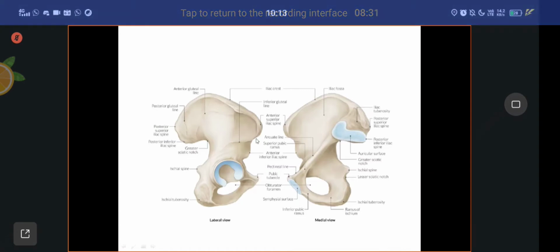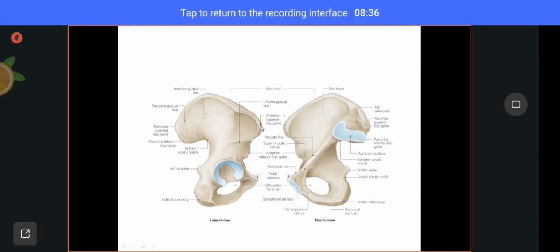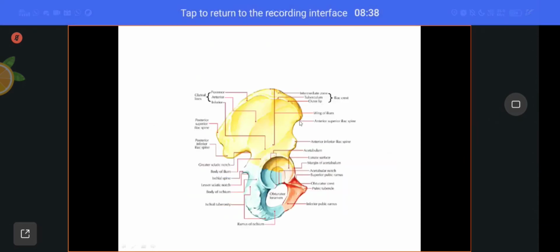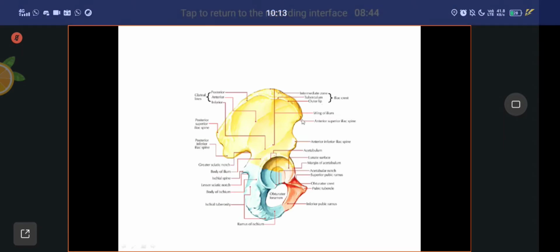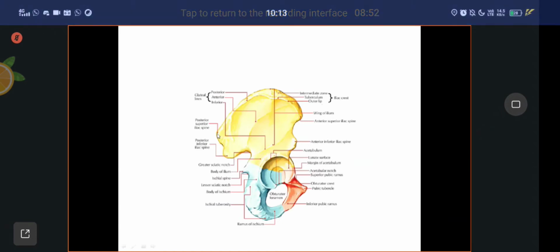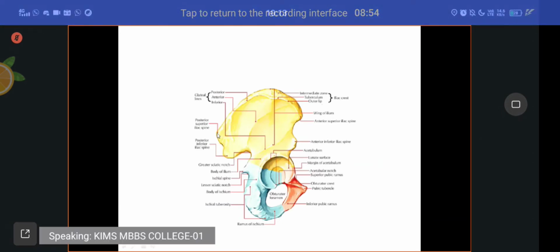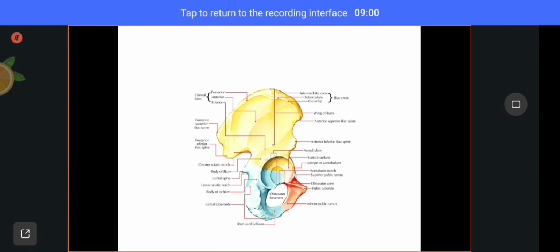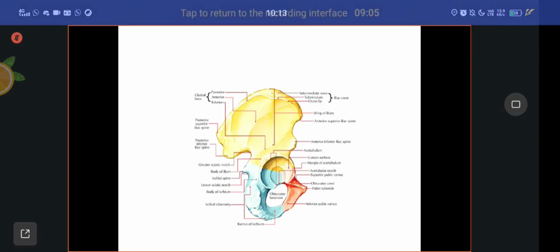So now I will discuss only the upper end, which is forming the iliac crest. If you see here, the iliac crest extends from the anterior superior iliac spine to the posterior superior iliac spine. Please listen carefully, because teaching you this bone in a two-dimensional view is a bit difficult for us, but I'll try to make you understand if you listen carefully, right?